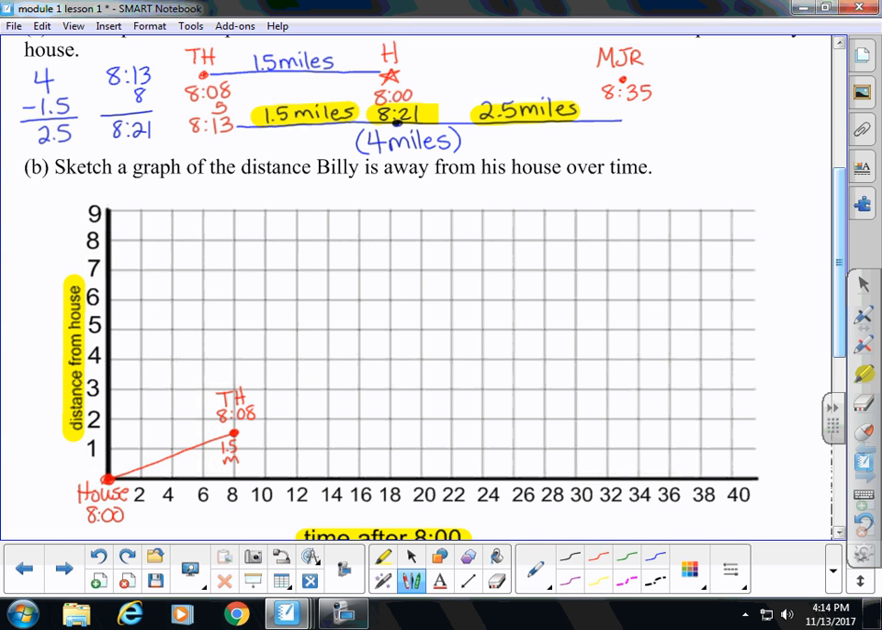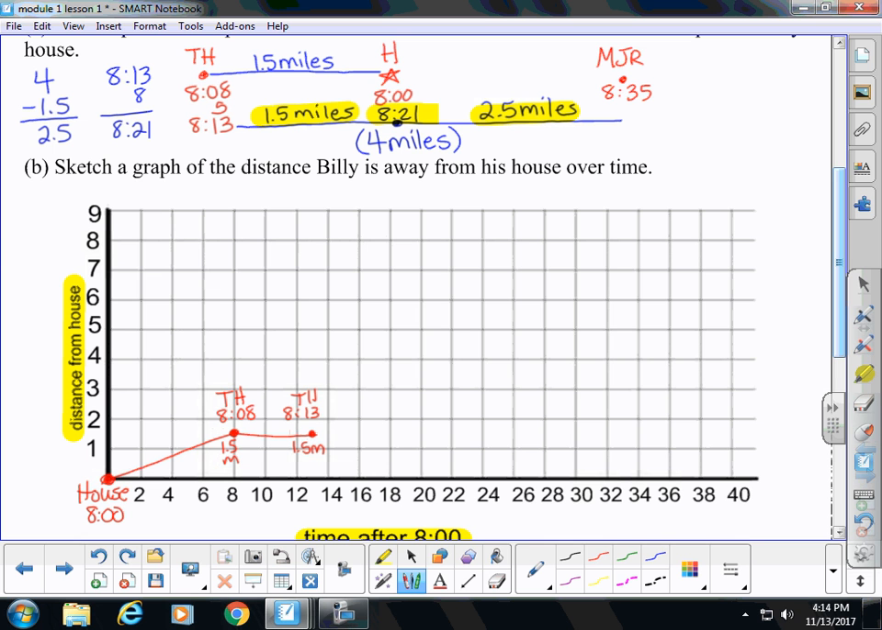Okay, he stays there for 5 minutes, which takes us to 8:13. So I'm going to go down to 13, and he's at the same distance, so still 1.5 miles up. Okay, so he's still at Tim Hortons. It's now 8:13, and he's still 1.5 miles away from his house. Now he's going to leave and go 1.5 miles toward his house. When they go back toward something that they've already left, you're going to have a descending line. So this is our first descending line in this one.